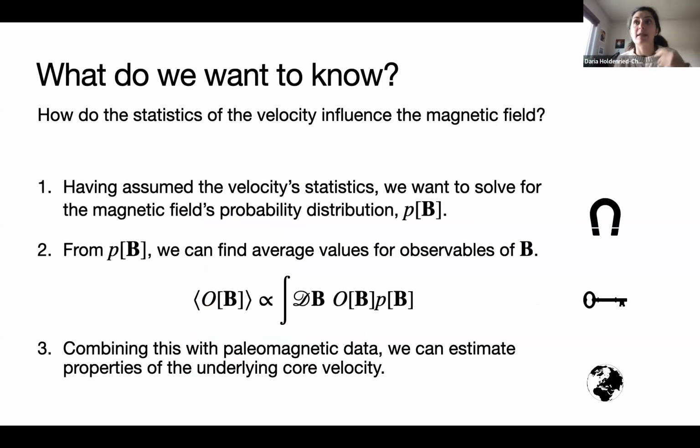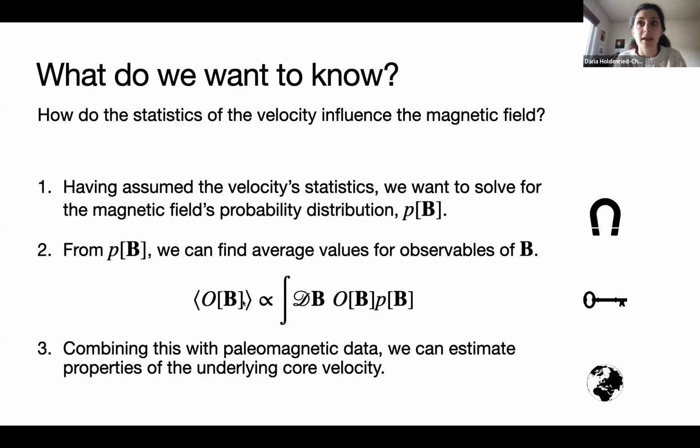And what we want to know is how the statistics of the velocity influence the statistics of the magnetic field. And in particular, we're interested in knowing about the variability in the magnetic field as a function of the variability in the velocity, because we think this is one of the most important parameters for understanding reversals. So having assumed the velocity statistics, we've assumed that the velocity comes from that Gaussian distribution. We want to solve for the magnetic field probability distribution, because this probability distribution allows us to find averages of any observable of the magnetic field.